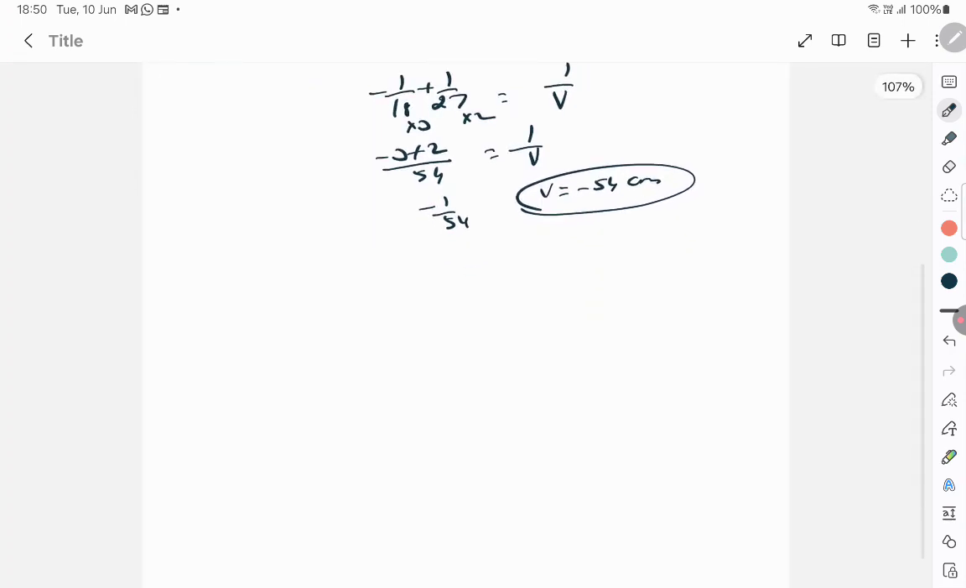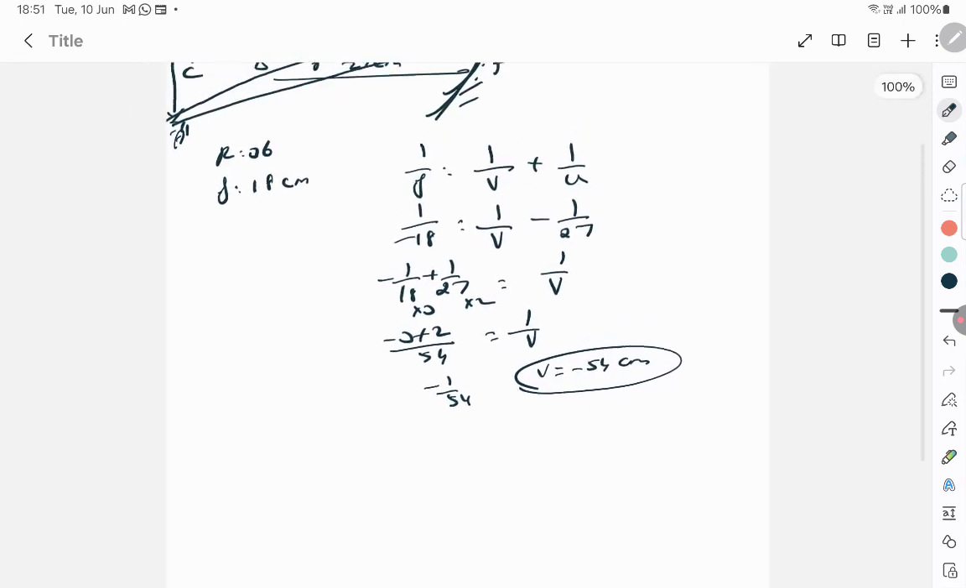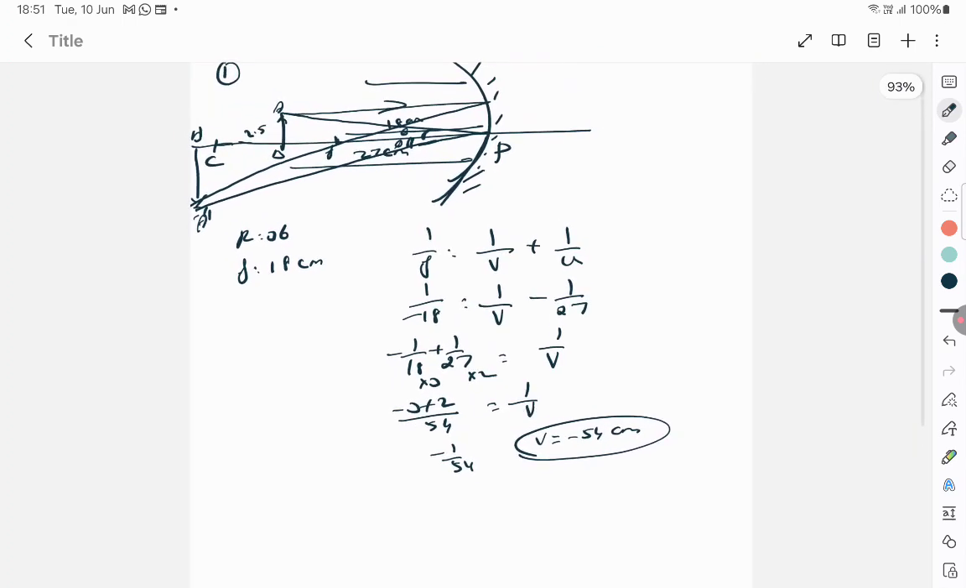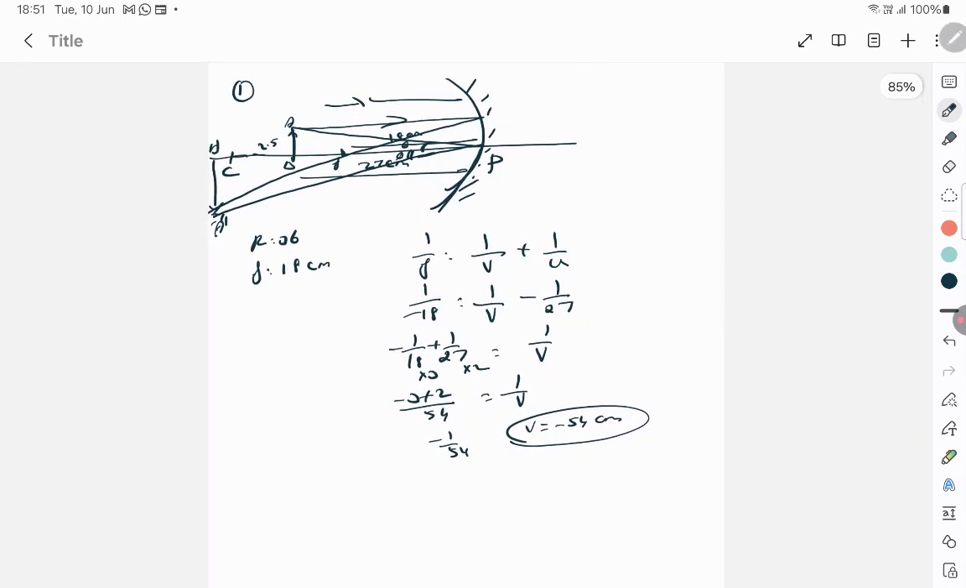The sum is over. So the second question is, if the candle is moved closer to the mirror, the closer and closer the object goes, the image will also recede back. But at F, the image will be at infinity. Between F and P, you will start getting a virtual enlarged image on the other side of the mirror. How would the screen have to be placed? You understood all these options.